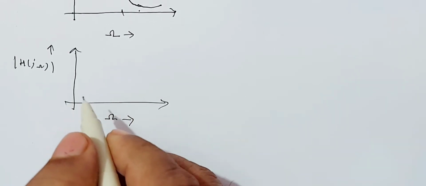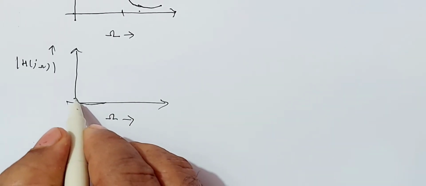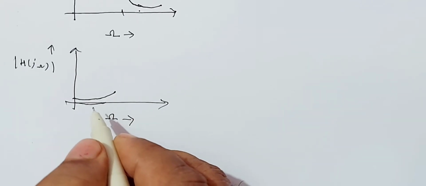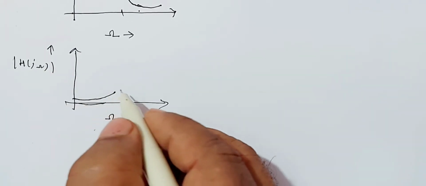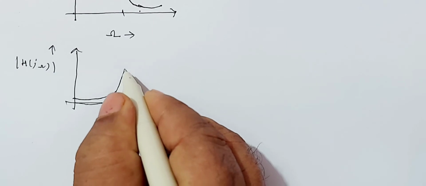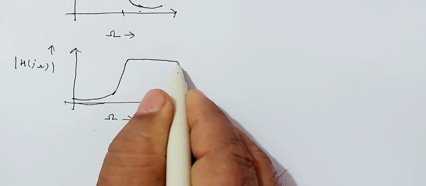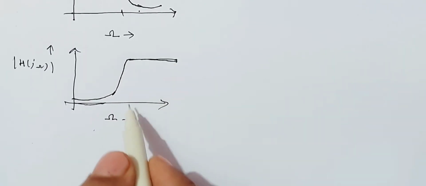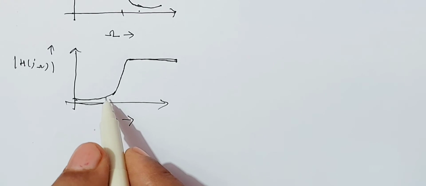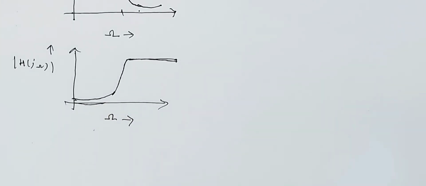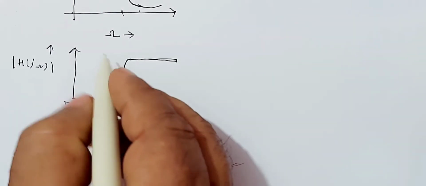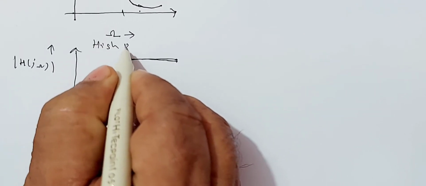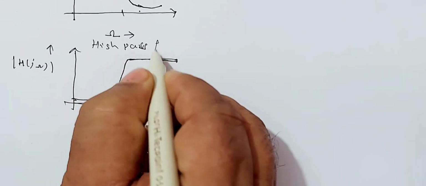In high pass filter, up to certain frequency, there is no voltage. That is, there is no magnitude. And after high frequency, it increases and reaches maximum value. After certain frequency, output voltage is allowed. Below that frequency, output voltage is stopped. This is called high frequency. This is called high pass filter.